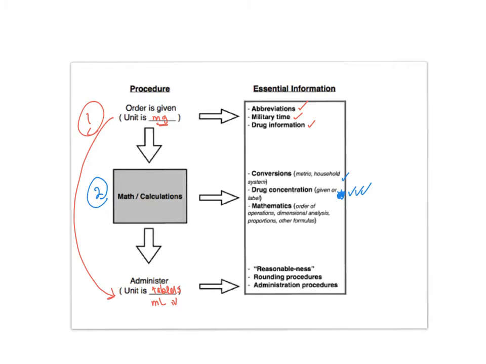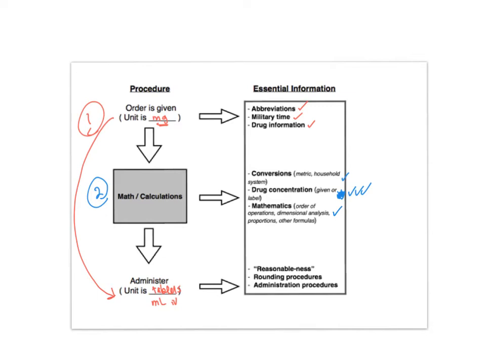Now, if we were converting from milligrams to milliliters, as I said up here as an example, there is no direct conversion from milligrams to milliliters. This is going to be available or be told to us via the strength of the drug. And finally, the last thing we would need to know in this category is the mathematics. We need to know how the order of operations proceeds. We need to know dimensional analysis or use a proportion. We need to use some technique in order to actually calculate the dosage to administer.